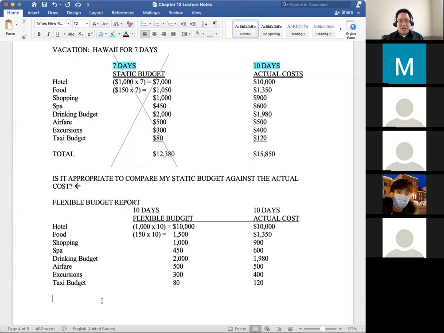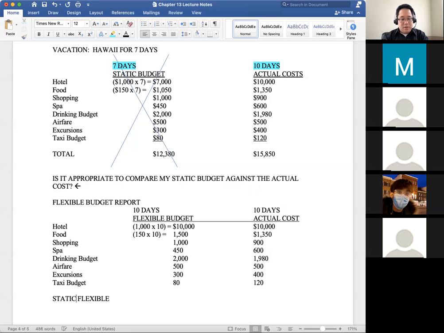Okay, does this make sense? Can you give me a thumbs up if this makes sense? Static and flexible. Okay, so Madison, you put your thumb up. Can you tell me the difference between a static budget and a flexible budget, and why is a flexible budget important?